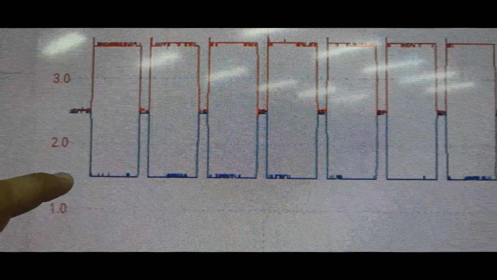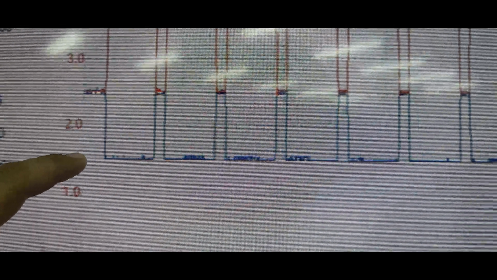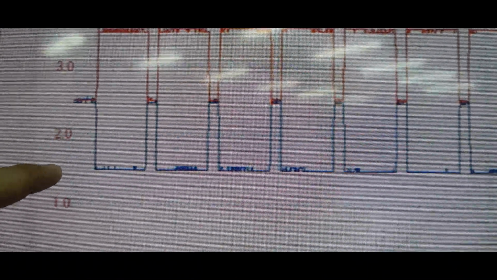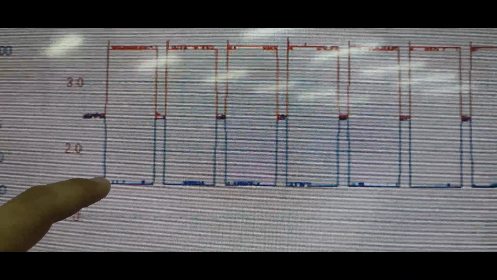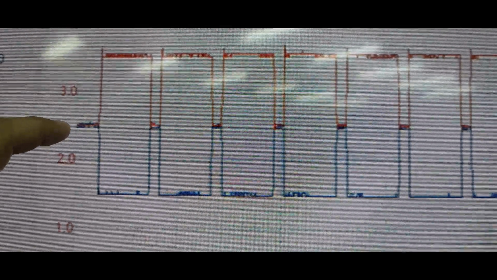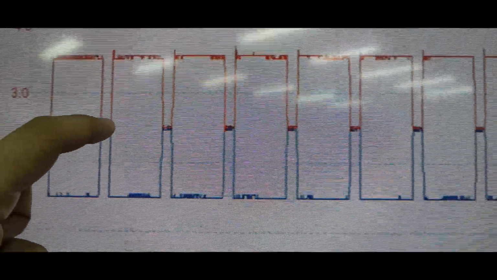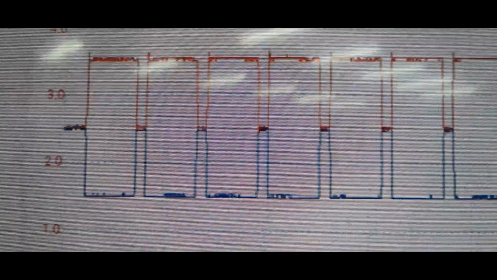So CAN low is 1.5. So from 1.0 to 1.5, this is our CAN low. Our recessive value is 2.5. So this one should be here. So this is the 2.5.